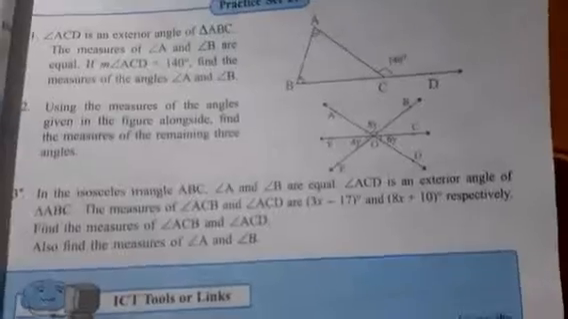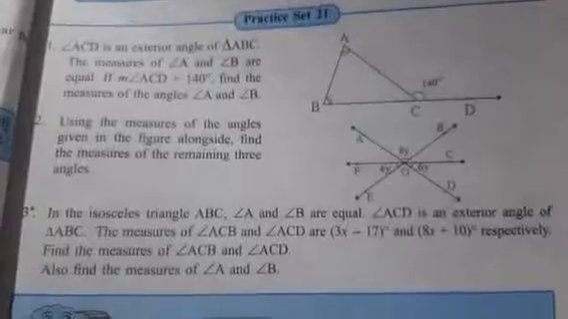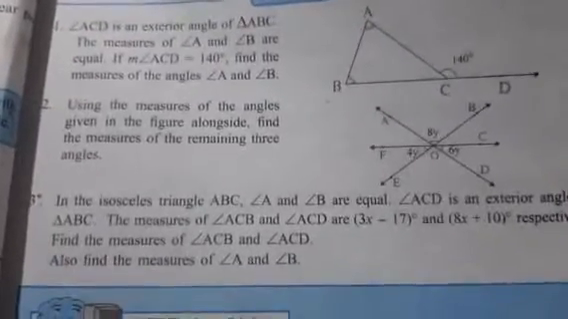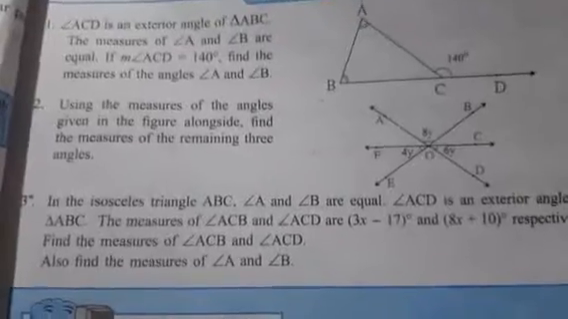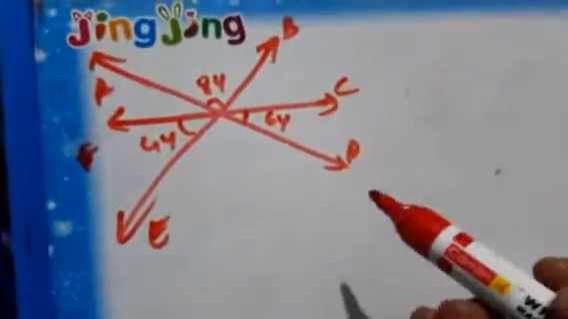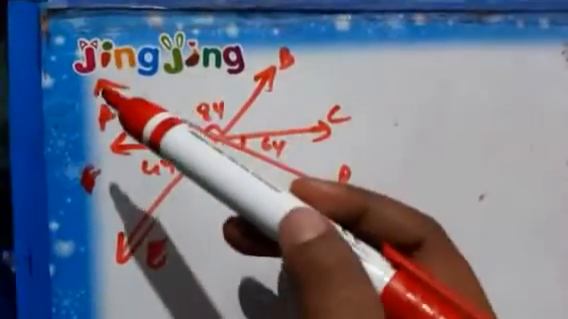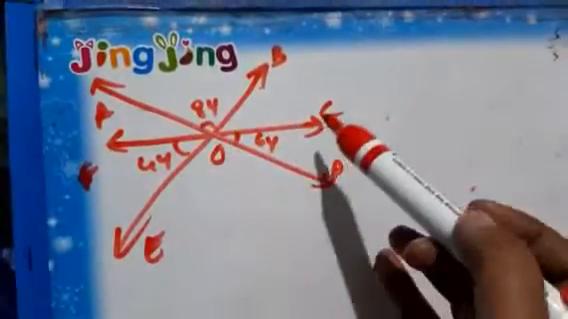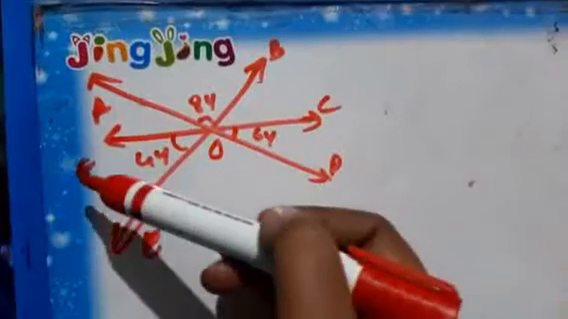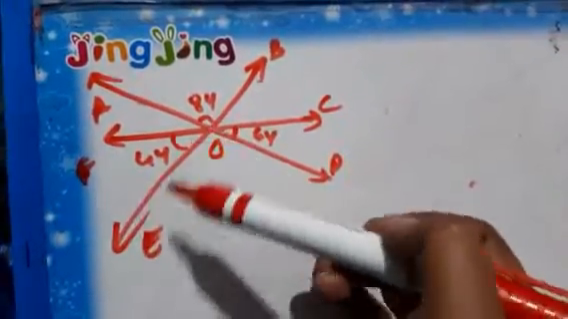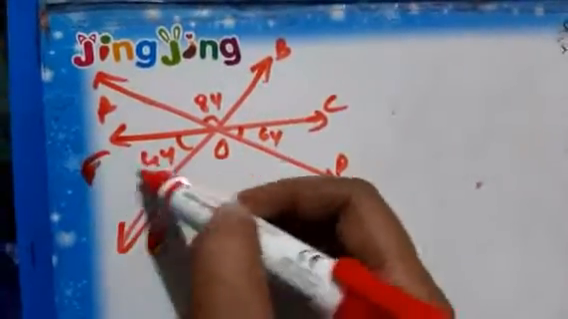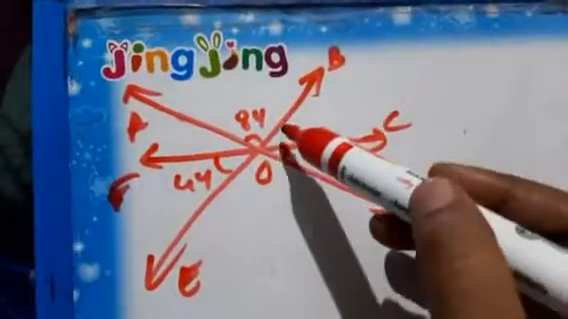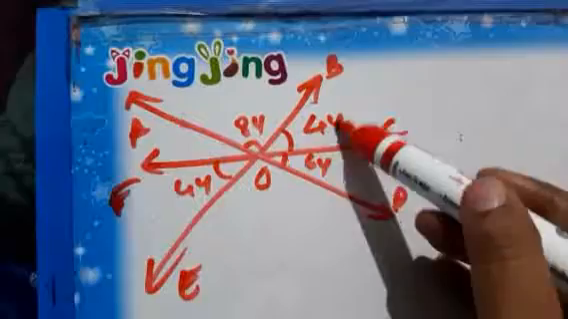Second question from practice set 21 is, using the measures of angles given in the figure alongside, find the measures of the remaining 3 angles. So, as per the figure, they have given angle AOB as 8y, COD as 6y and FOE as 4y. So if you see this figure, immediately you can say that this angle will be 4y.